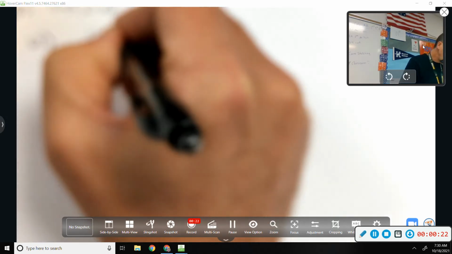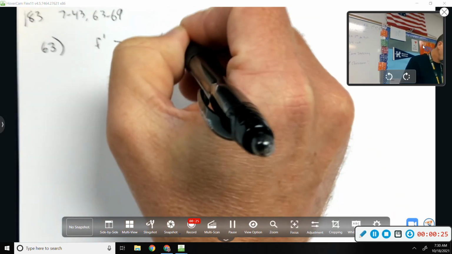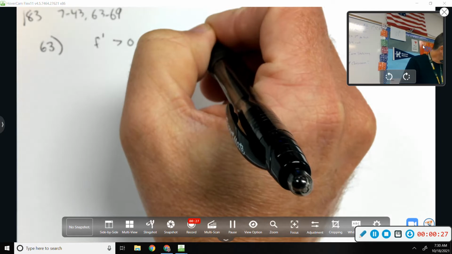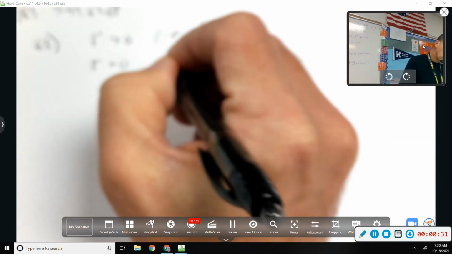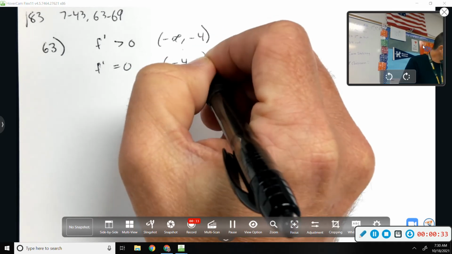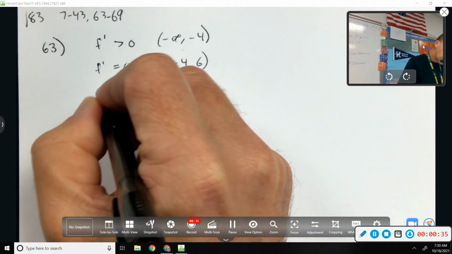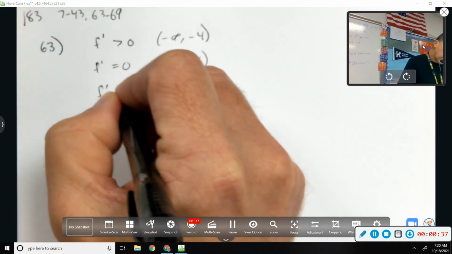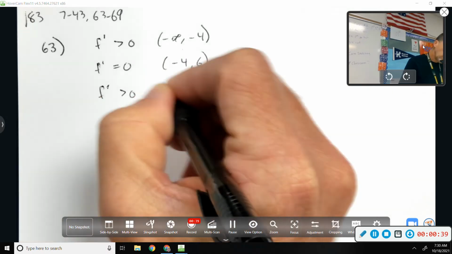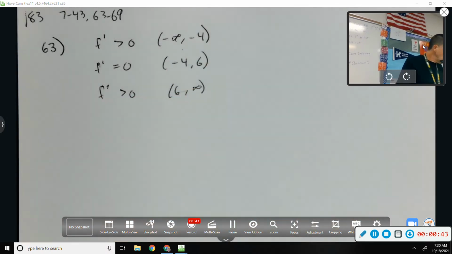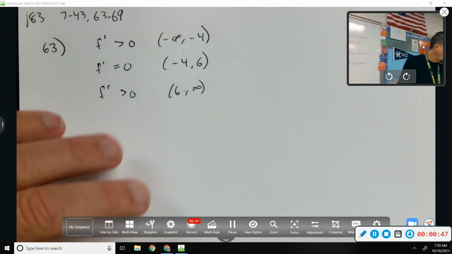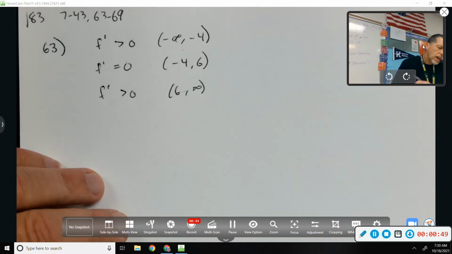So f prime is greater than 0 up to -4. F prime is equal to 0 between -4 and 6. And f prime is greater than 0 from 6 to infinity. Supply the appropriate inequality sign for the indicated value of c.